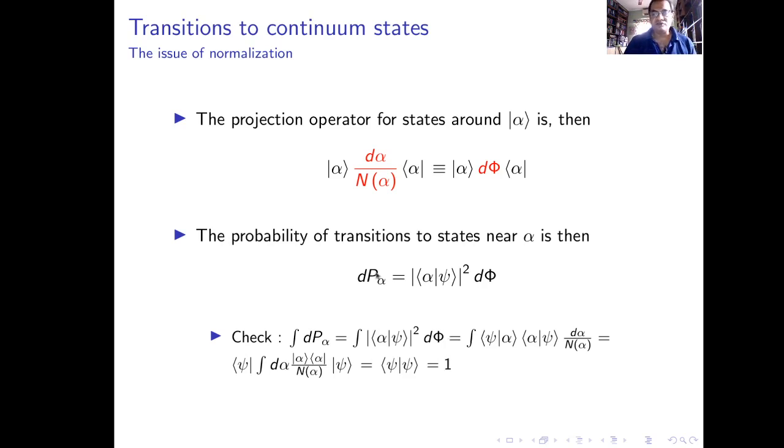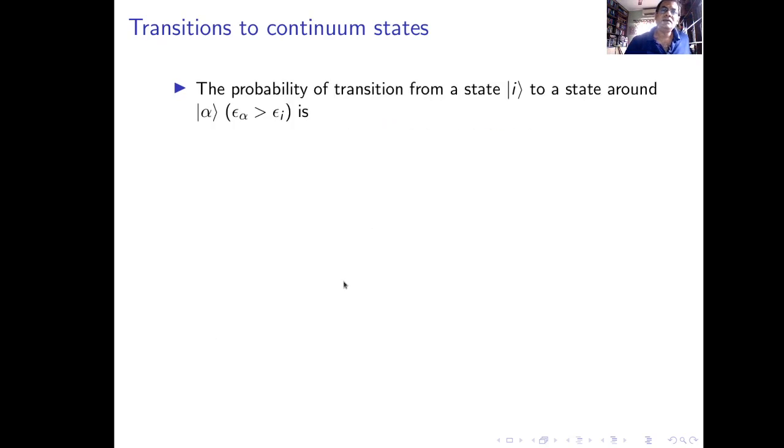So this checks out, that we are right in saying that the probability of finding the system in a narrow range of states, in a window characterized by a central value of alpha, and essentially where labels go from alpha to alpha plus d alpha, is given by this quantity. Now comes our question: what does time-dependent perturbation theory say about transitions from a state I to a state around alpha, where we have taken epsilon alpha to be greater than epsilon I just for convenience.